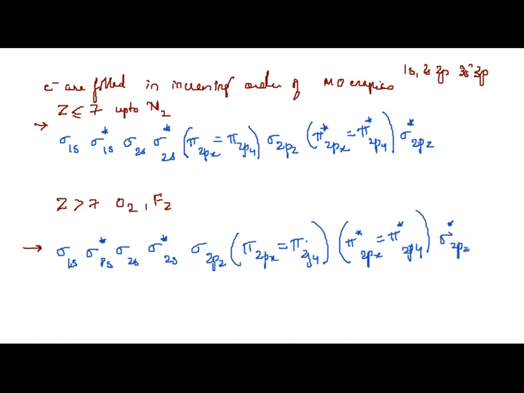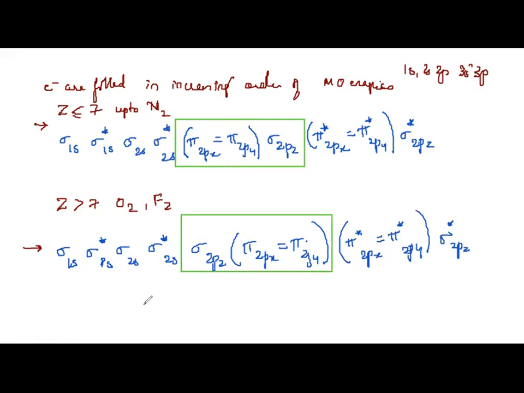Understanding what is the difference? The difference comes only here. Only in this case. So here pi 2px equal to pi 2py will come first and then sigma 2pz. And here sigma 2pz will come first, and then pi 2px, pi 2py. That means that will have lower energy. So you are going to fill the electrons like this.